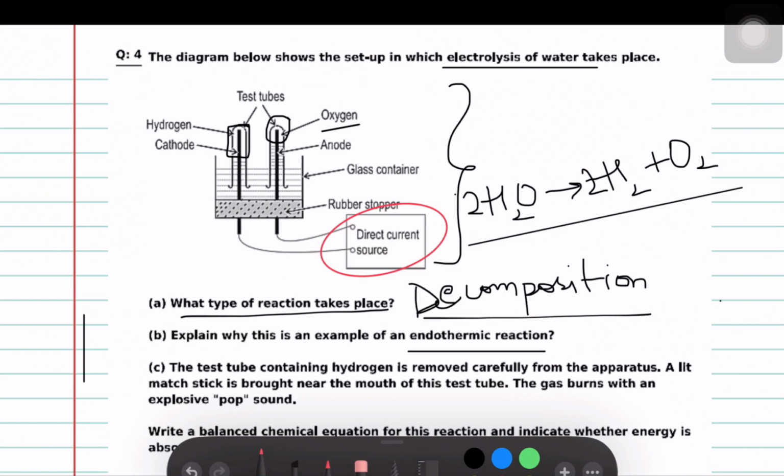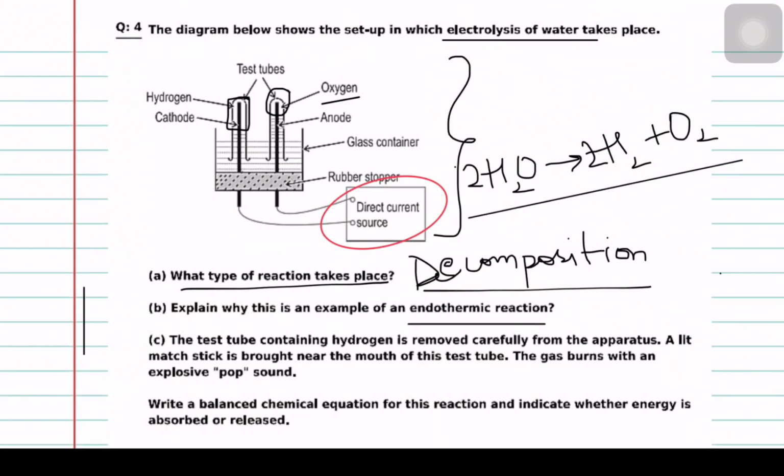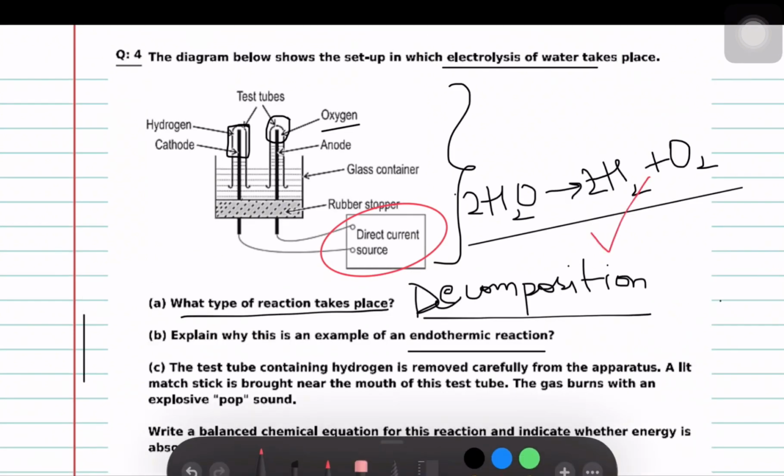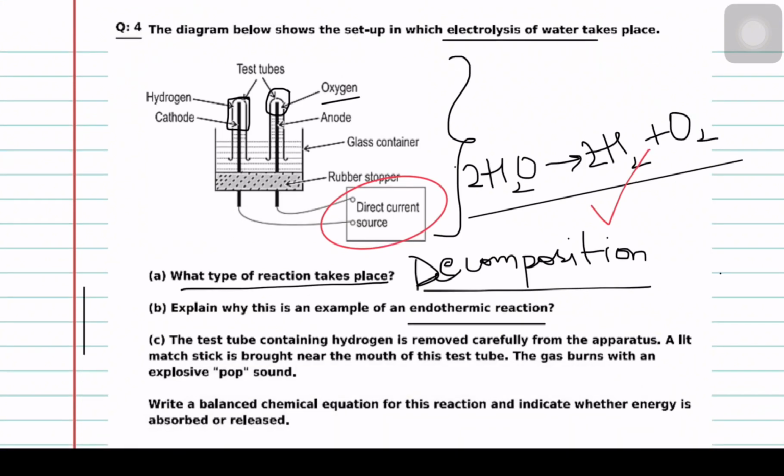Next. The test tube containing hydrogen is removed carefully from the apparatus. A lit matchstick is brought near to the mouth of this test tube. The gas burns with an explosive pop sound. A classic test for hydrogen. Write the balanced chemical equation for this reaction and indicate whether energy is absorbed or released. So this is the balanced chemical equation, and as we have discussed, energy is needed. So it's an endothermic reaction. Okay, moving on.